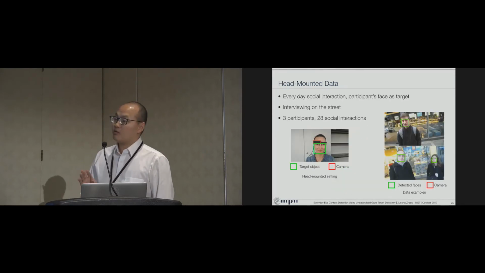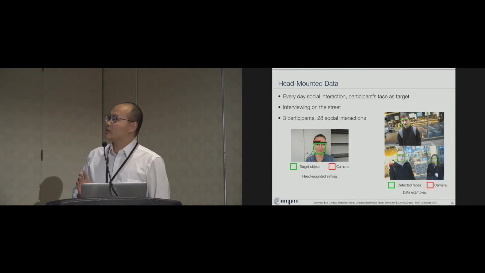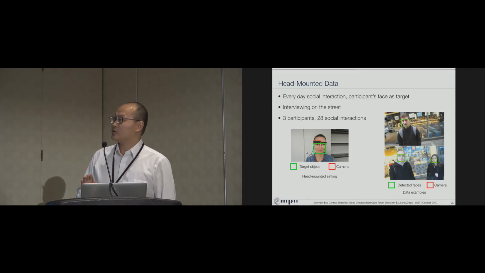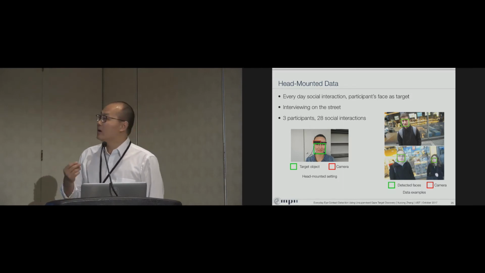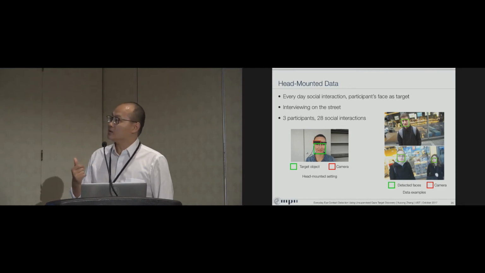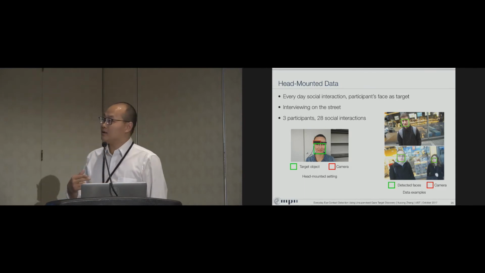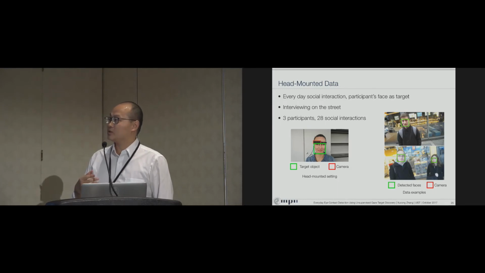The second part of our data set is called head-mounted data. This is recorded during everyday social interaction. In this case, we let the participants wear a head-mounted camera, and we ask them to go to the street to interview people, so they really talk to different people. In total, we have 3 participants, and we recorded 28 social interactions. On the right is a sample from our data set, along with detected faces.